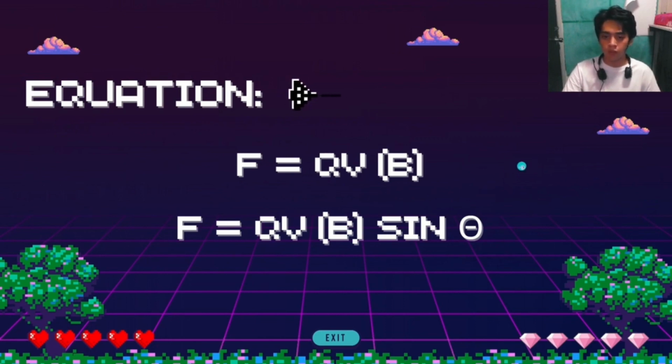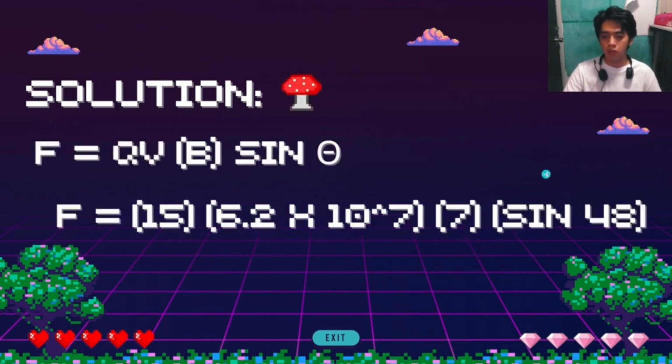So in order to find the force experienced by the charge, we have our equation F is equal to charge times velocity times strength. And since we have the angle perpendicular from the field, we are going to take into account our cross product, and now we're going to convert our equation into force is equal to charge times velocity times strength times sine theta. So with plugging in our values, we're just going to substitute. So F now will be equal to 15 times 6.2 times 10 raised to 7 times 70 times sine 48.